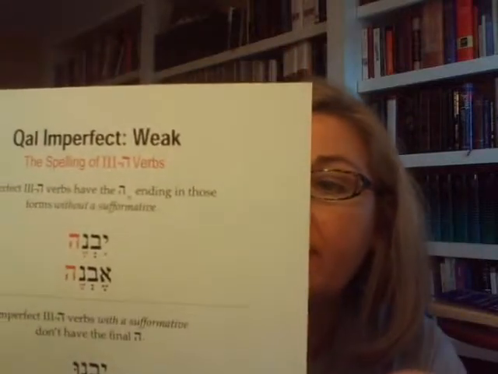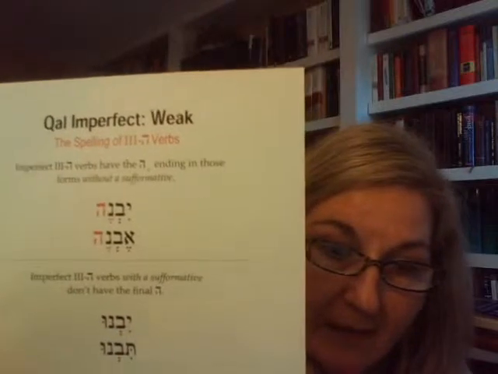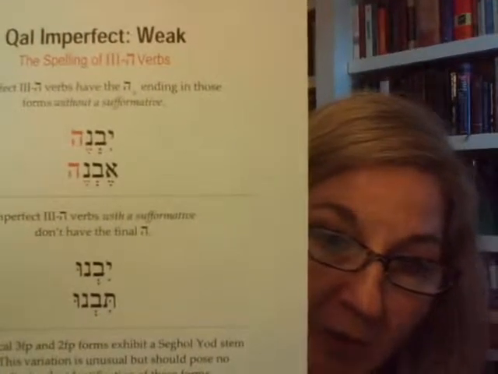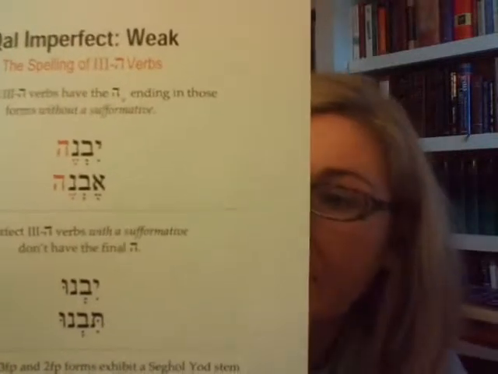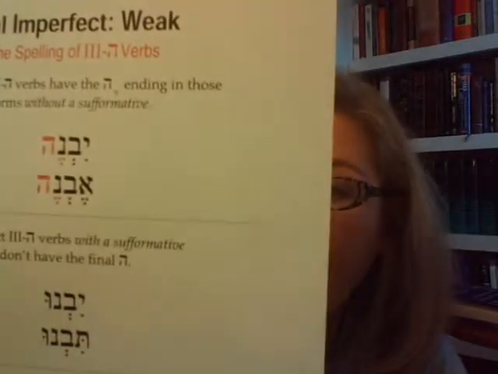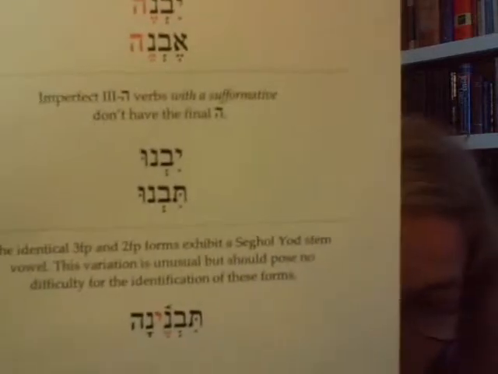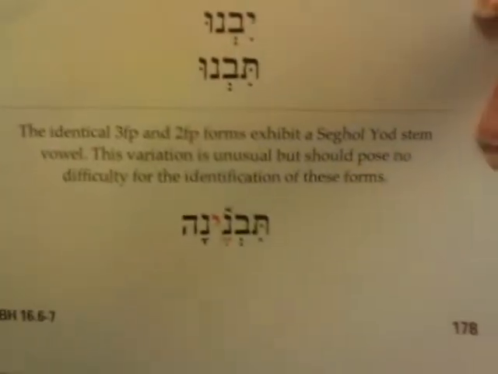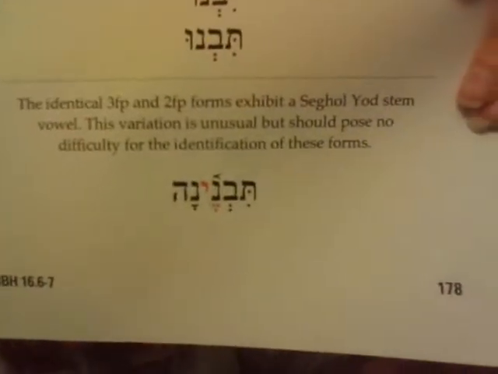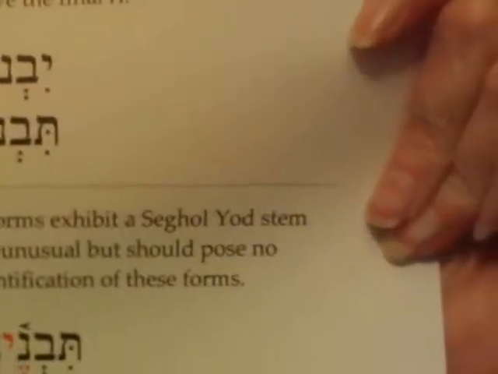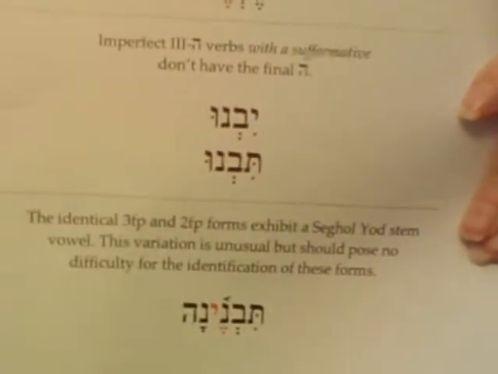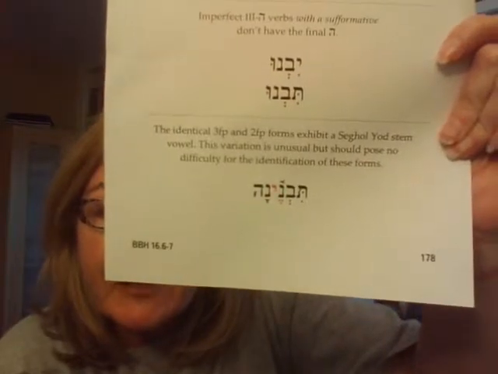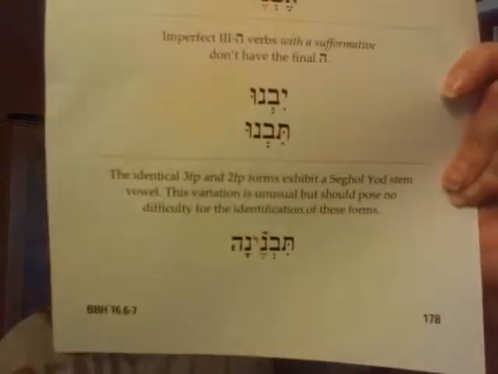As we have here, we have yivneh and evneh. Now, the imperfect lamed-he verbs with a sufformative don't have the final segol he. Here we have yibnu and tibnu. And then the identical 3FP and 2FP forms exhibit a segol yod stem. This variation is unusual, but it really shouldn't pose any difficulty for you in the identification of these forms.